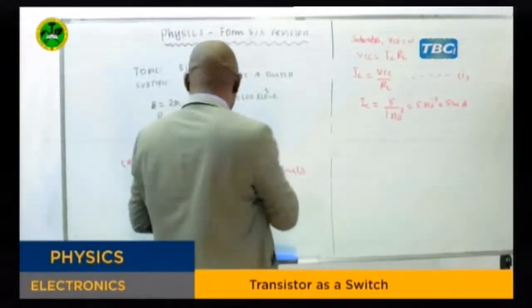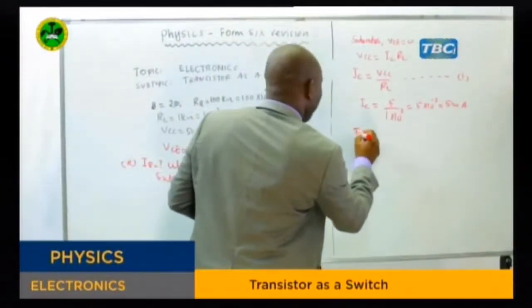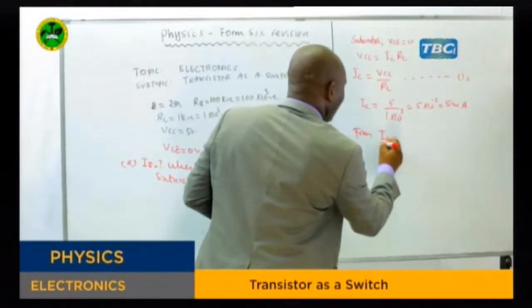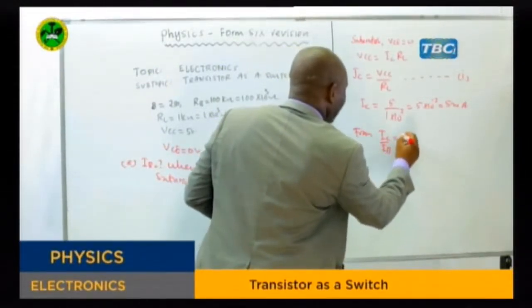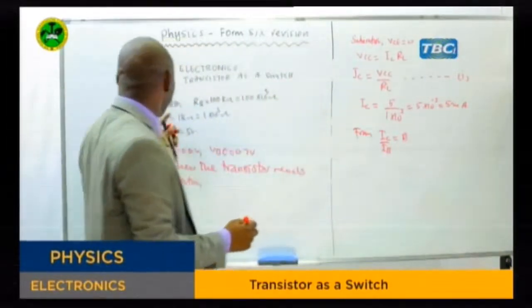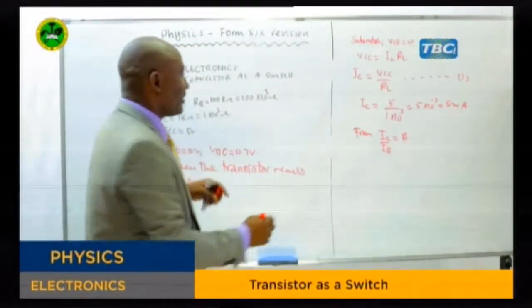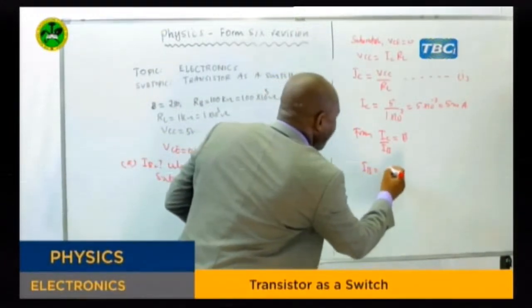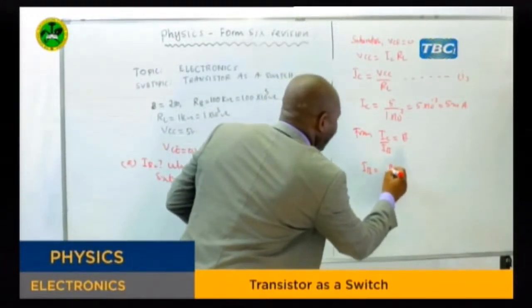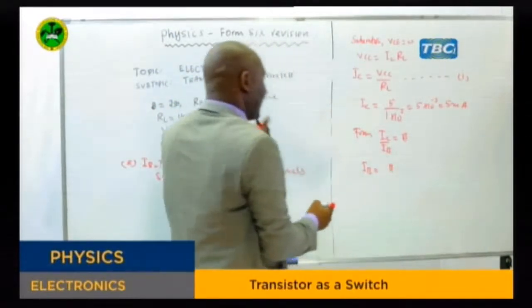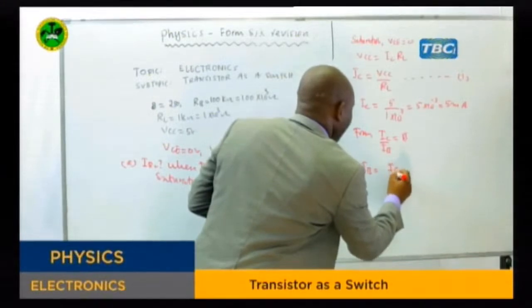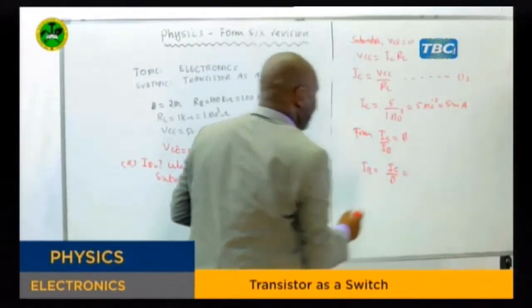So how do you find it? Which is the question now? From the formula, we know that IC equals the current gain times the base current, and the current gain is given. So can you find the base current? The base current equals the collector current over the current gain, beta. That's what you can find.